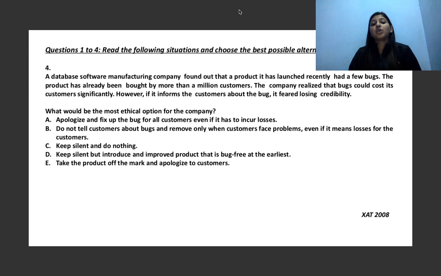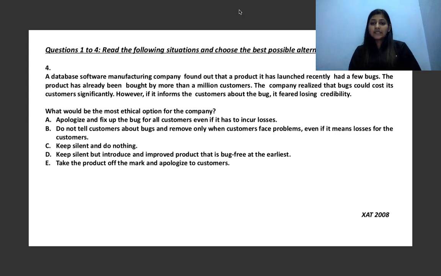Number A is they should apologize and fix up the bugs for all customers, even if it has to incur loss. Yes, that can be done because otherwise a million customers will face the consequences, right? Therefore, if the company apologizes and fixes the bug for all these customers, maybe the company will not lose credibility, even if it has to incur some losses, but it will still be in the market. Okay, so that it can earn later from maybe another product.